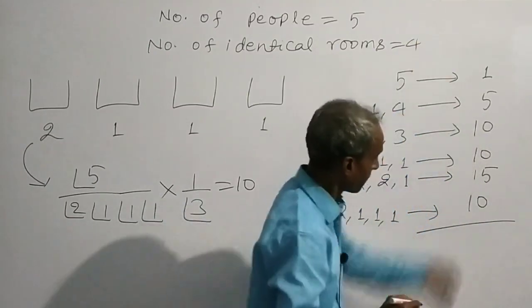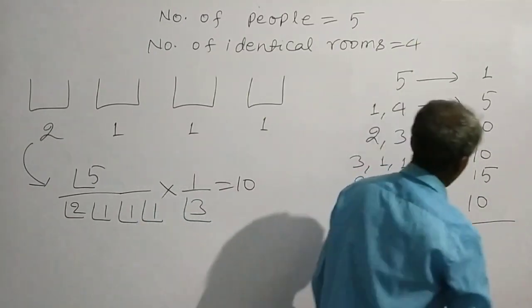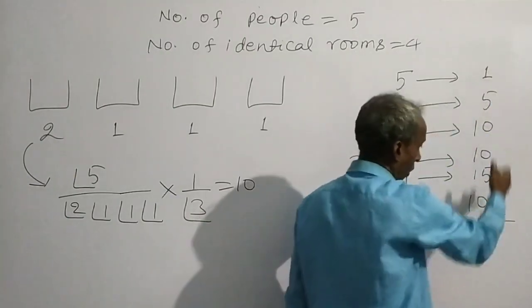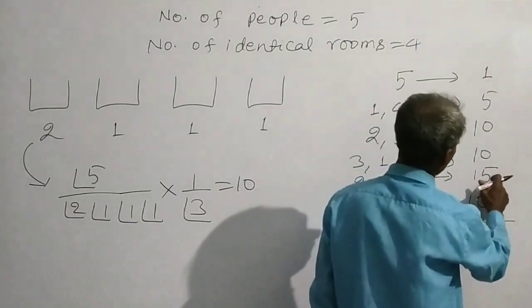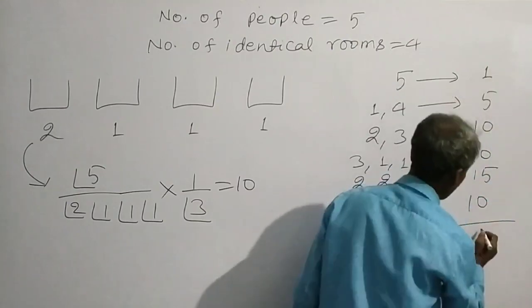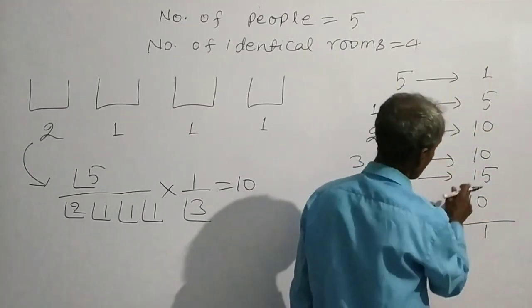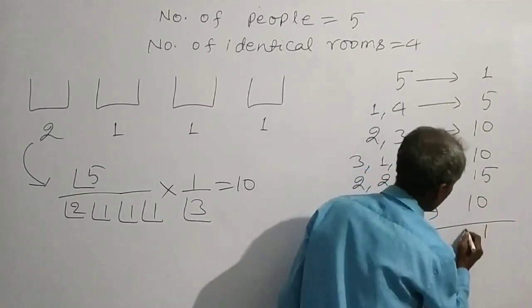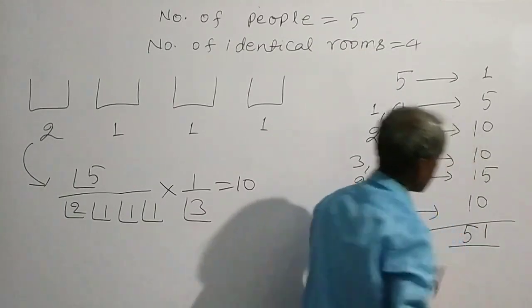Total number of ways is equal to the sum of all these ways: 0 plus 1, 5, 10, 10, 15, 10. That means 51 ways.